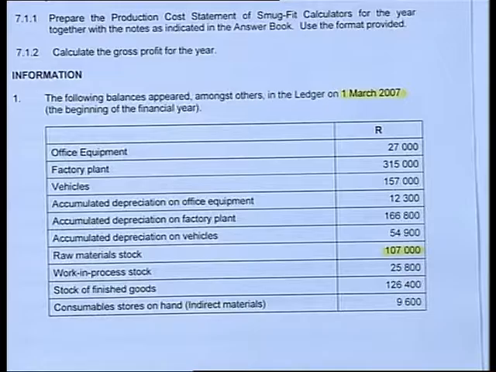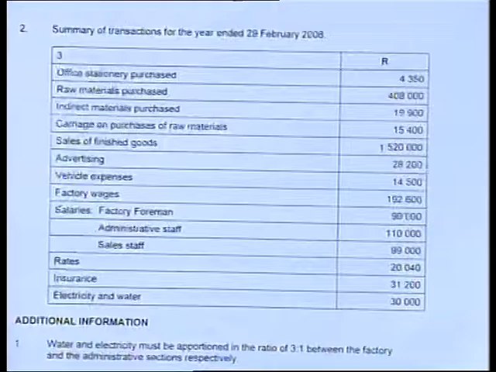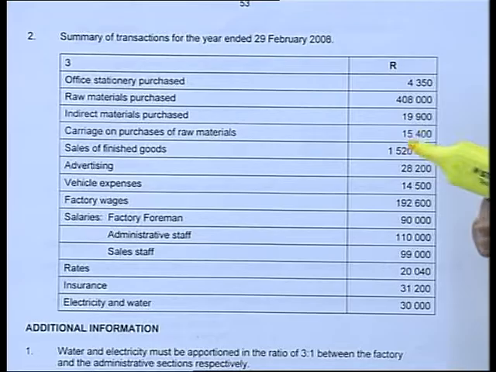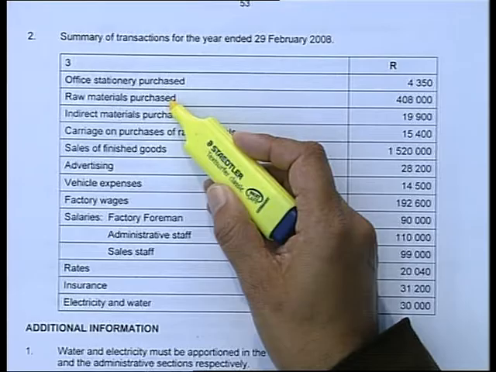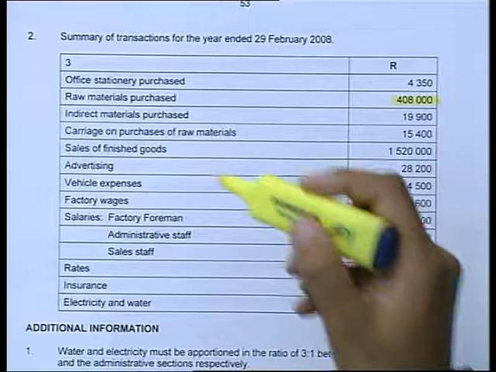My next item I'm going to need, learners, is my net purchases. So now I'm going to go to the next page where it gives me the summary of transactions for the year. In other words, items I bought for the year. And there I have raw materials purchased for the year. 408,000. But I'm not going to put 408,000 in because remember I said net purchases is purchases minus returns.